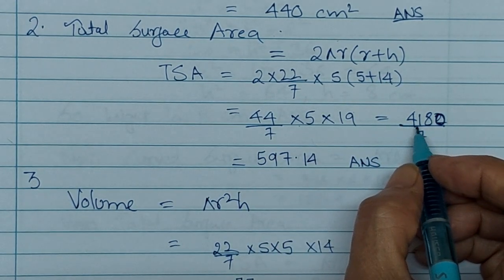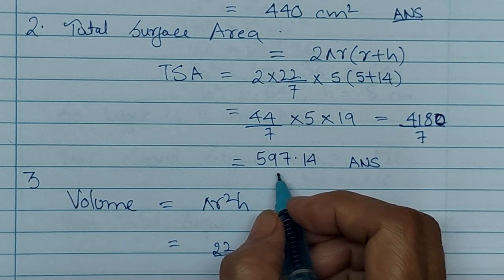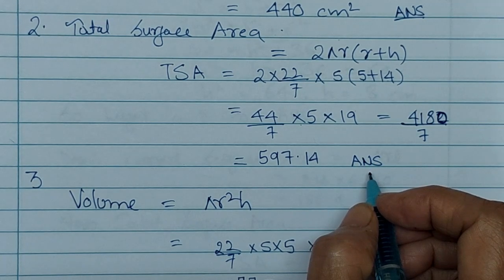So the final value is 4180 divided by 7. And the answer is 597.14. This is the total surface area of the cylinder.